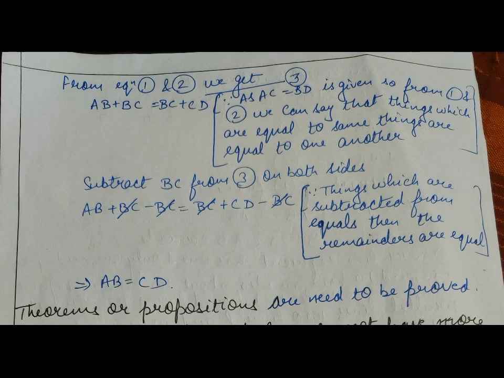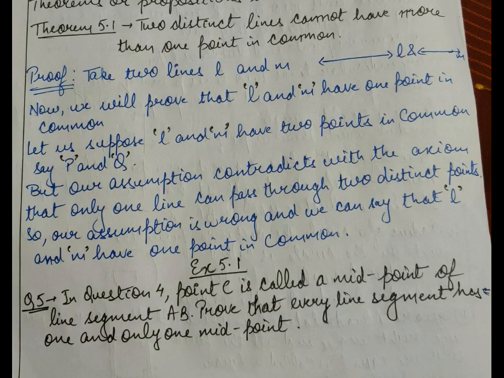Now next, theorems or propositions need to be proved. So we are doing our theorem number 5.1 first, that is, two distinct lines cannot have more than one point in common. Now in the proof, what will we take? We can take two lines L and M, as you can see I have drawn in the given question. Now we will prove that L and M have one point in common. So let us suppose that L and M have 2 points in common.